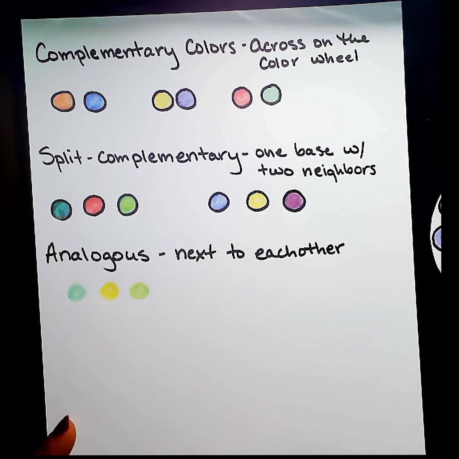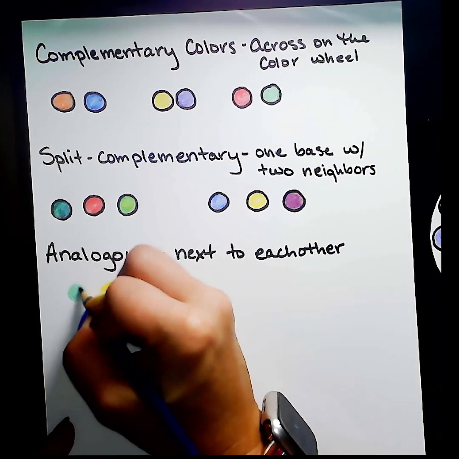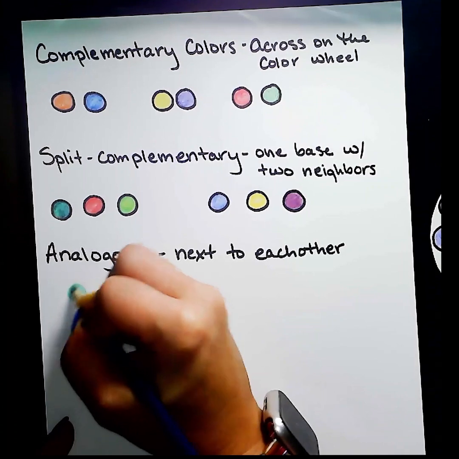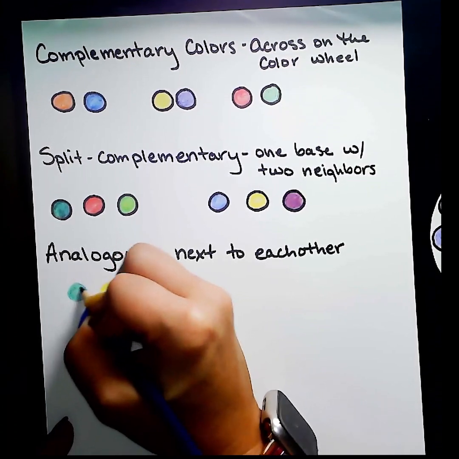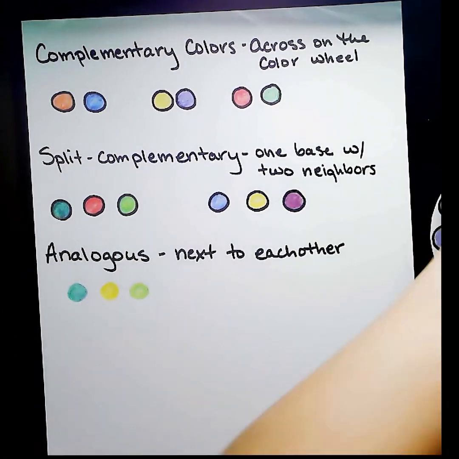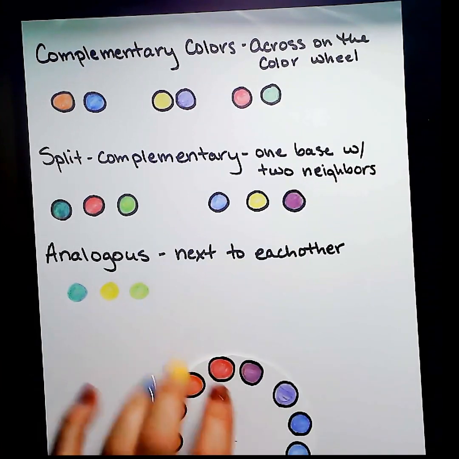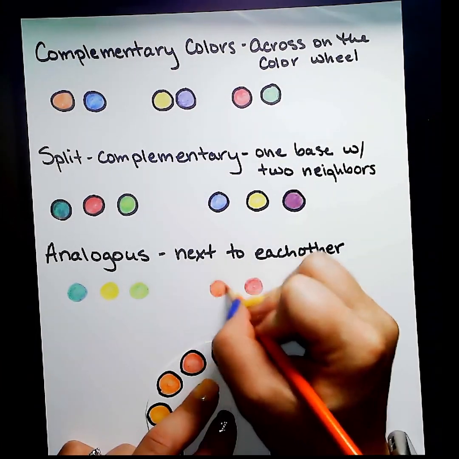So when artists use analogous colors, since they're next to each other on the color wheel, they feel really calm and peaceful because they blend really well together. They look really nice, and they don't create a strong contrast, which kind of helps give that feeling of peace and calm. We have red, red-orange, and red-violet.